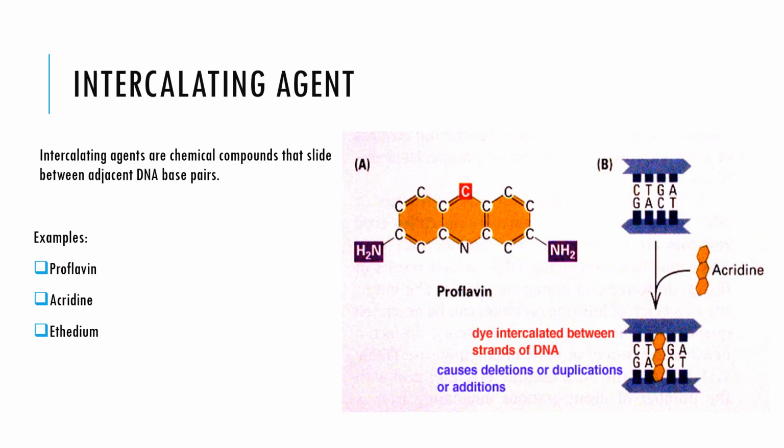Next is the intercalating agent. Intercalating agents are chemical compounds that slide between adjacent DNA base pairs. The examples are proflavin, acridine, and ethidium. As you can see here, the proflavin and acridine intercalating agent will intercalate in the DNA strand and will lead to deletion or duplication or addition.